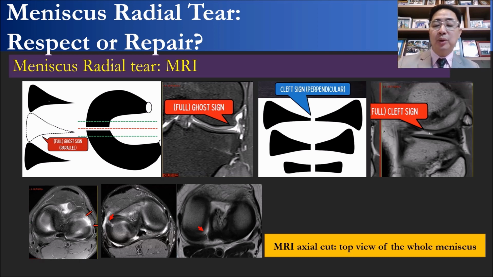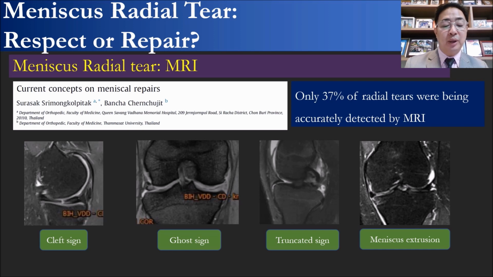So in sagittal view you can see the cleft sign. In coronal view you can see the ghost sign. But the axial view gives us the very good view of the whole meniscus. These are the MRI findings. You can see cleft sign in sagittal, ghost sign in coronal, truncated sign, and meniscus extrusion.